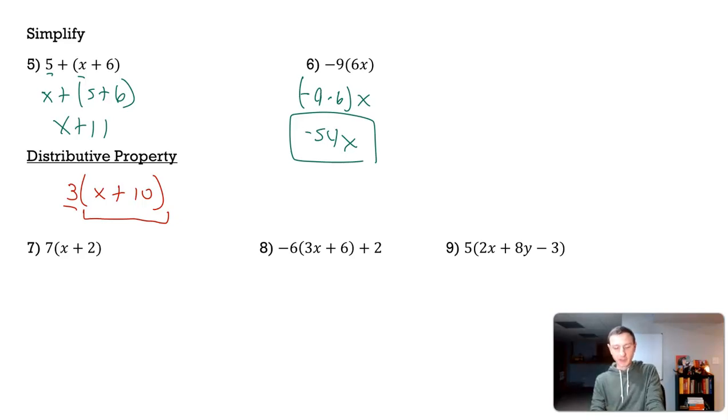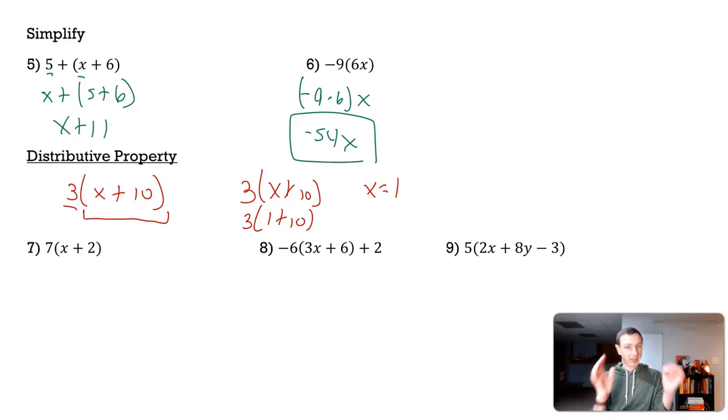For example, let's just say I have this example, 3 times x plus 10, and I say x is equal to 1. So I'm saying x is equal to 1. So I'd have 3 times 1 plus 10, then I'd do the grouping, 1 plus 10 is 11, so then I'd have 3 times 11. 3 times 11 is 33.